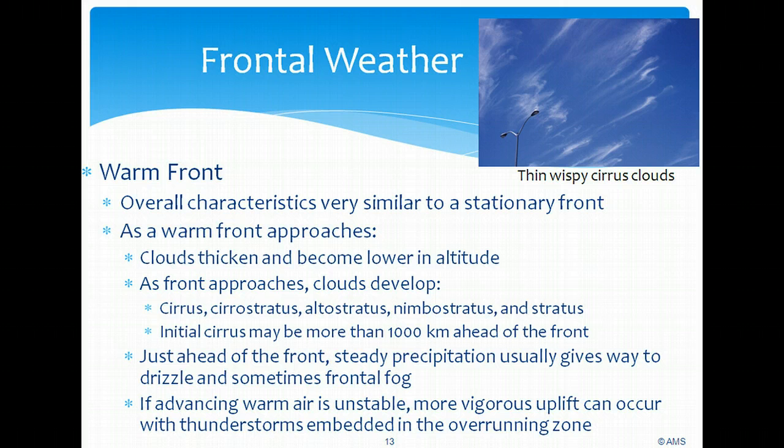This slide gives us some overall characteristics as just discussed, so look this over and you can see that wispy cirrus clouds may give us an indication that a front is coming.